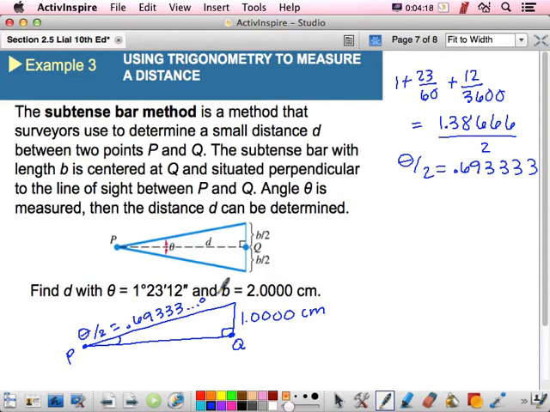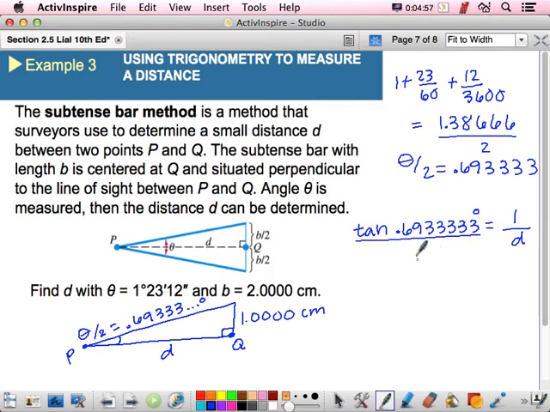And I would like to find this distance right here. Is that a tangent equation, a cosine equation, or a sine equation? Tangent. See, that is opposite over adjacent. So you are right, that is a tangent equation. So we know that tangent of half of theta, 0.693333, and carry as many decimal places as your calculator will tell you, degrees, has to equal 1 over d. Then you just cross multiply and solve it for d.